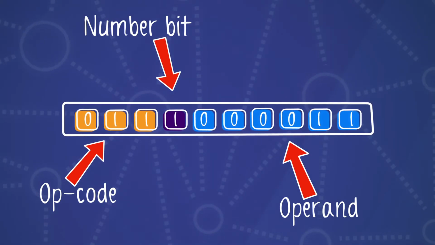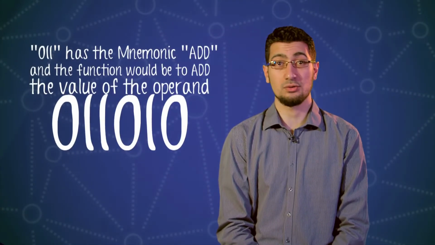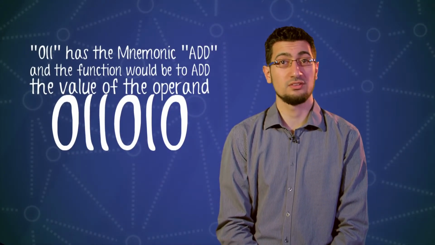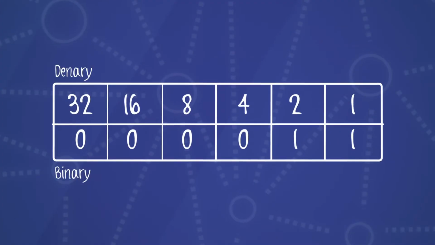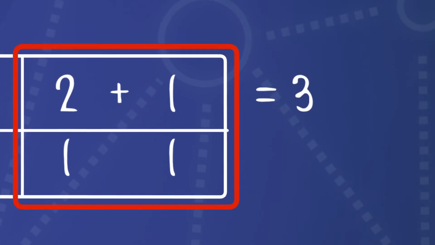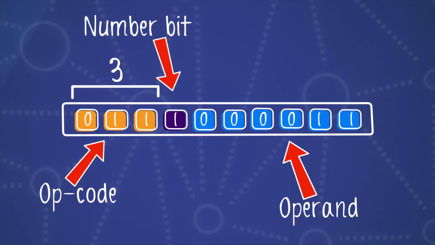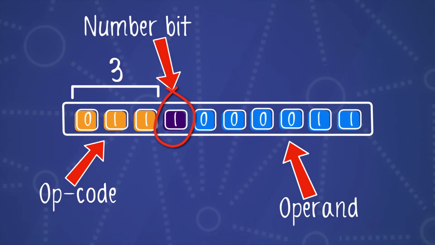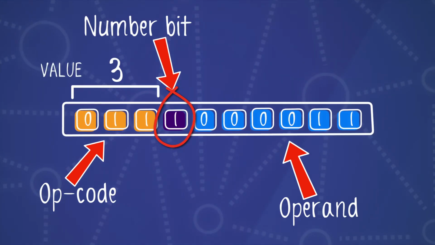The example here shows the opcode as 011. This has the mnemonic as add, and the function would be to add the value to the operand 011010. I know that in binary 000011 is the number 3. The number bit in this example is set as 1, so I know that in this instruction 3 is a value and not an address. So if I put it all together, this instruction code would mean to add value 3.